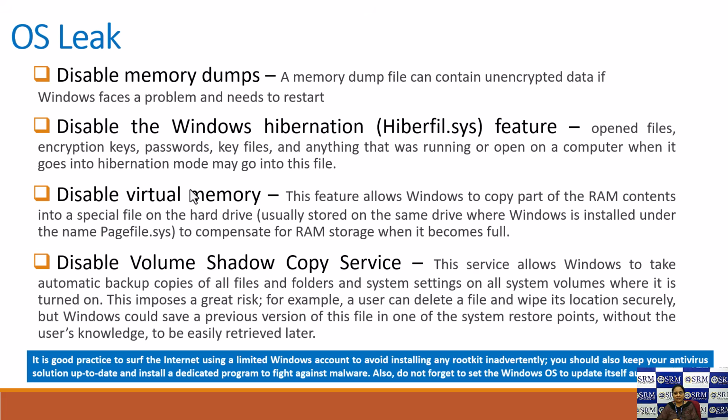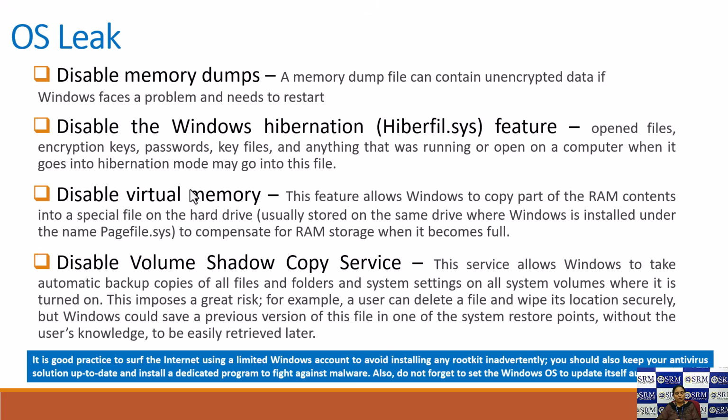A memory dump file can contain unencrypted data, right? If Windows faces a problem, it needs to restart. So an OS leak can happen this way. Or Windows hibernation. So open files, encryption keys, all in hibernation, everything will be open only. That time you can decrypt it, or you can even take out the data very easily.